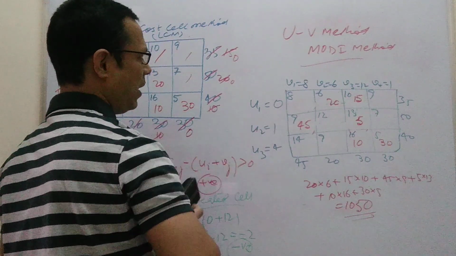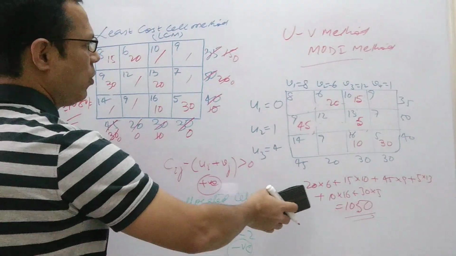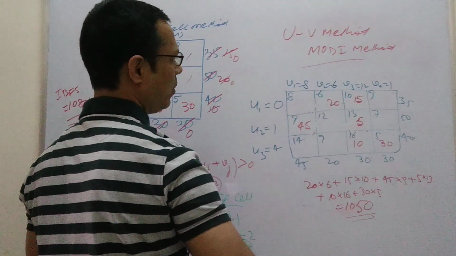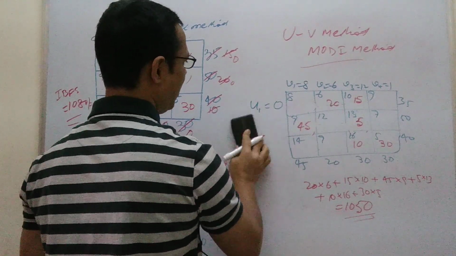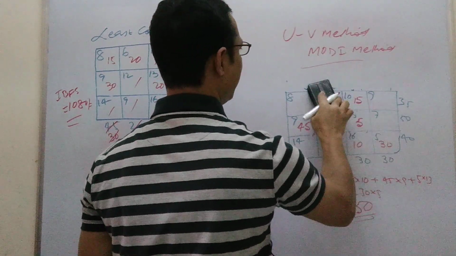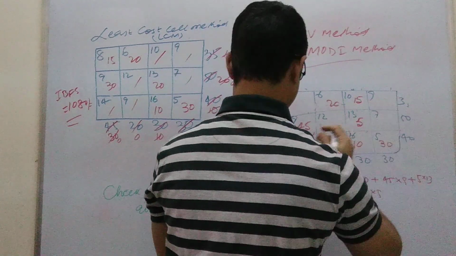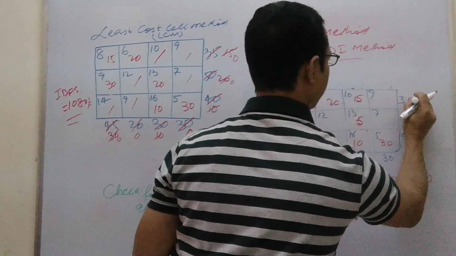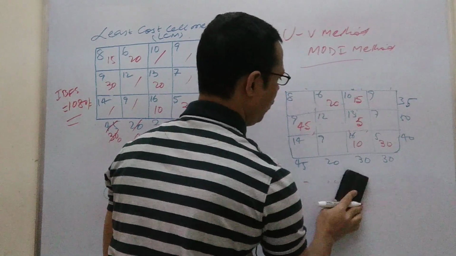But this is not the final one. We cannot say this itself is an optimal solution. Why can't we ensure it? Because we need to check whether some unallocated cell is going to give you some more reduction. So we will move through the same steps further to check whether some other cell gives more reduction. So now we are going to apply the concept. This is 35. Now we'll see here, this is 1050 for this.